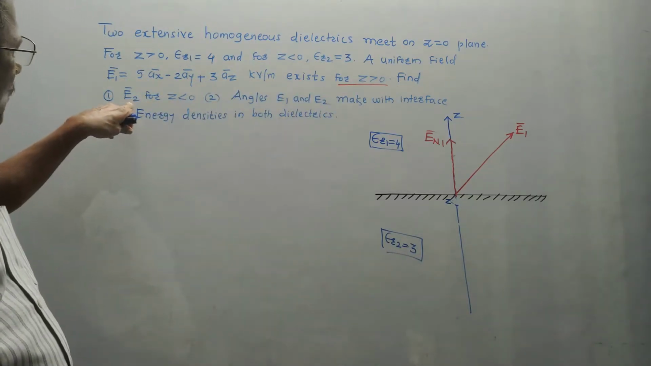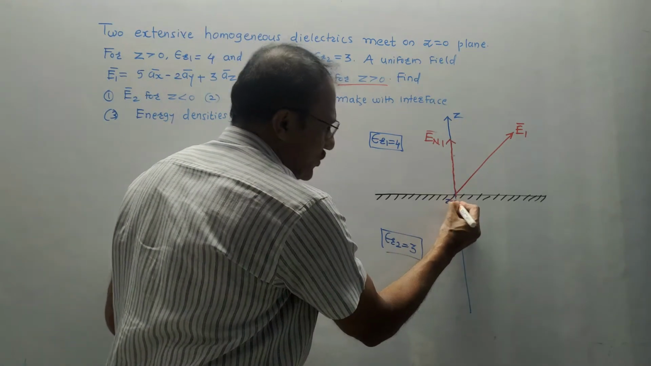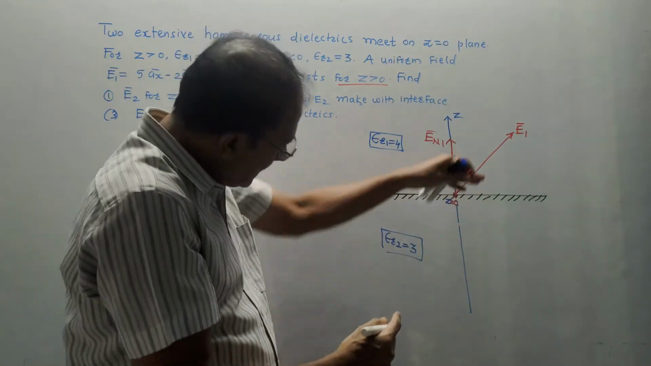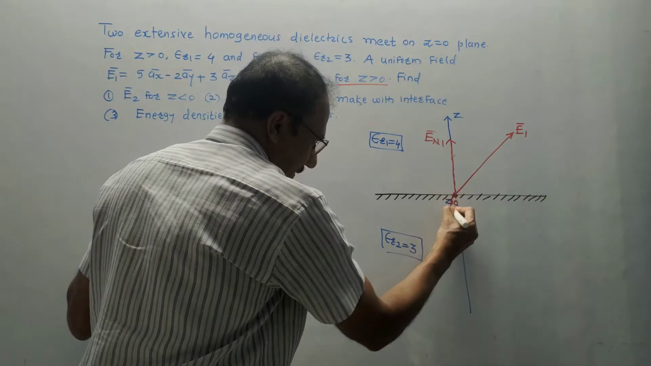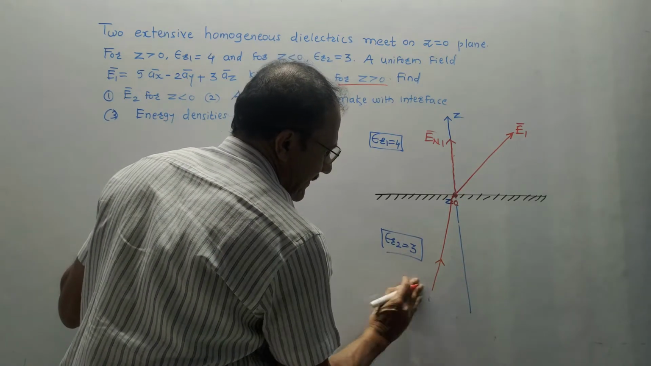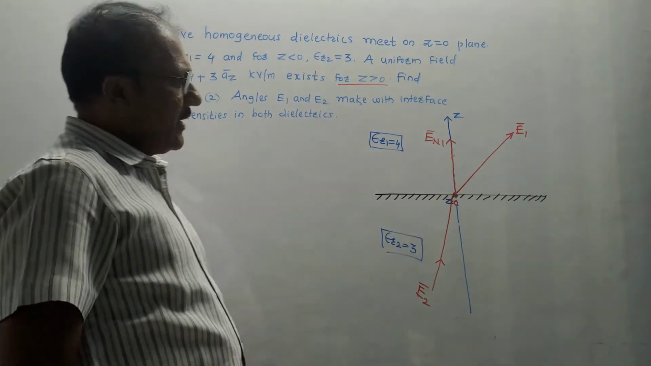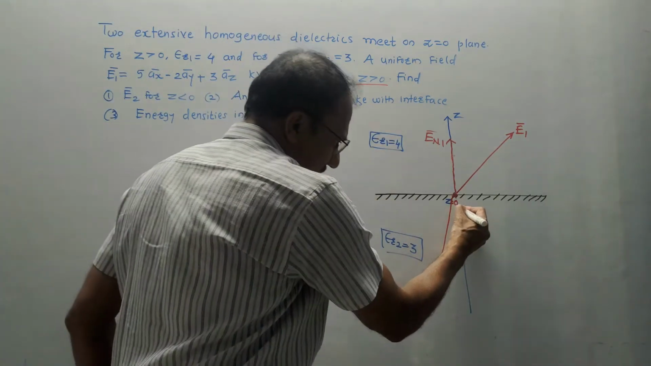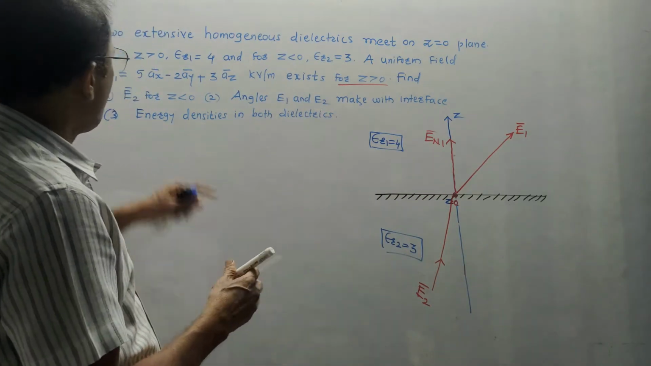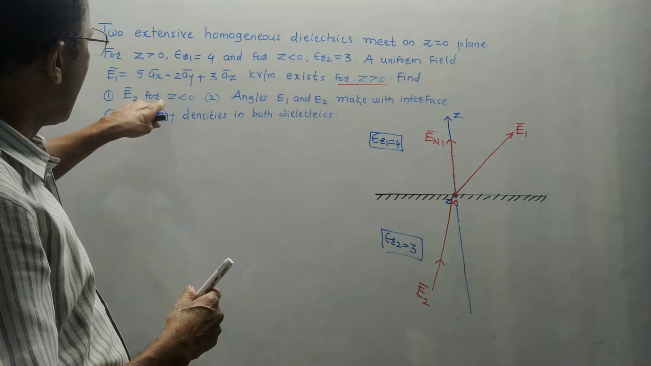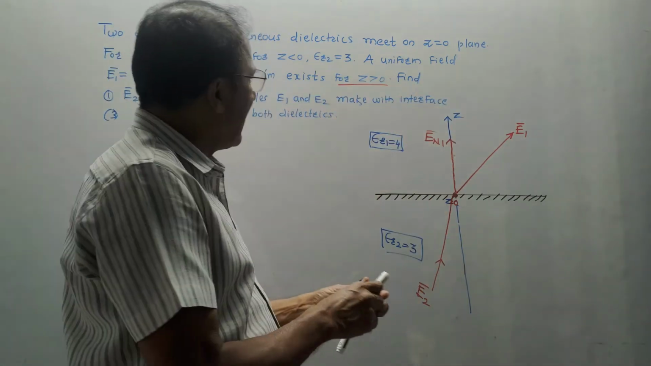First part, find E2 bar for z less than 0. So z less than 0 means this is z is equals to 0 point. Z less than 0 means at the lower side we have E2 bar. So somewhere I will mark E2 bar like this. This is the diagram of E2 bar. If you want to mark En2 bar, naturally it will be in the vertical direction, but presently it is nowhere required. So first part let us complete: find E2 bar for z less than 0. First I have completed the diagram.